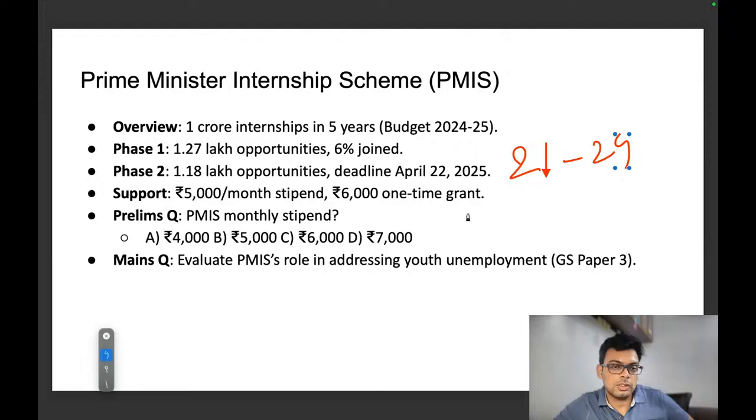The main objective is that it bridges the academic-industry gap, enhances employability, and supports sectors. Its performance is not that good because of the low joining rate: only 6% of people joined in phase one. This is one of the biggest issues, and the second issue includes low stipend, and then bureaucratic delays. So these are the few things.